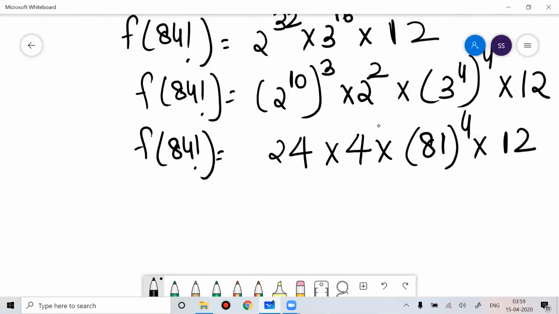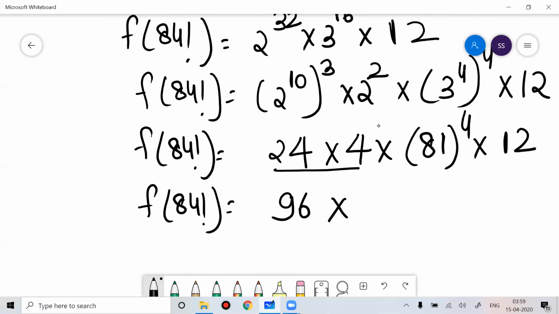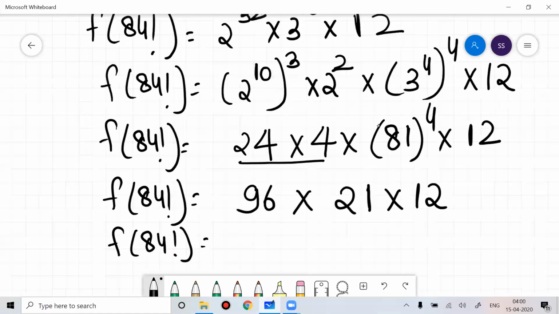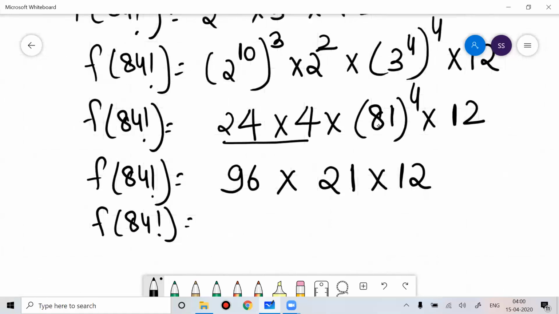Okay, now going further, this is 24 fours is 96, and this will give you unit digit 1, and 8 fours are 32. So 81 to the power 4. 81 square is 6561, and then you can find the square of 6561 if you want, into 12. Now you have to multiply this 96 into 21 into 12.